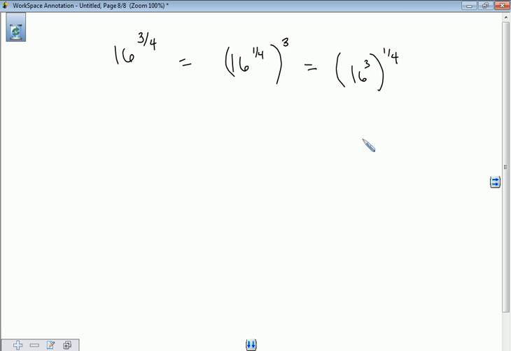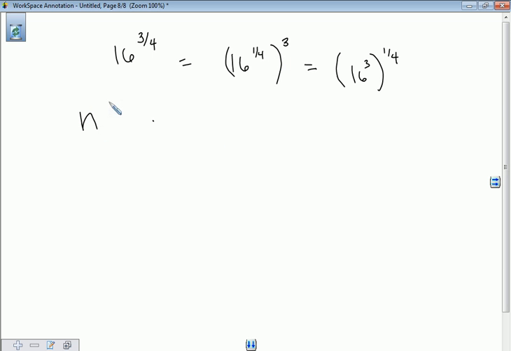Well, when you do a power to a power, don't you multiply them? And if you multiplied 1/4 times 3, that's 3/4. So no matter which way we did it, those are equivalent. So now we still have a problem. We have no idea how to simplify this because we're not real sure what to do with a rational exponent.